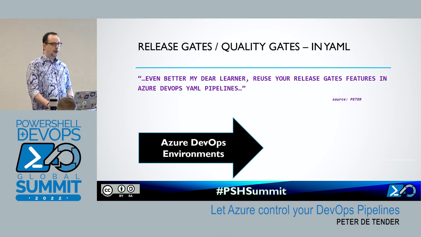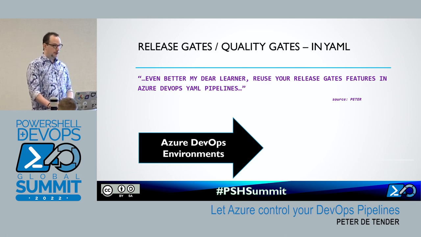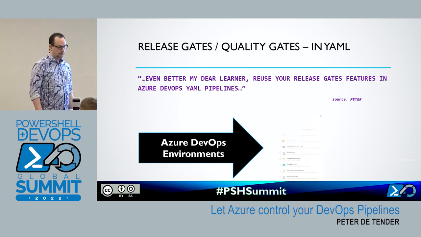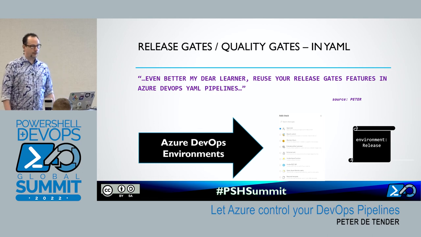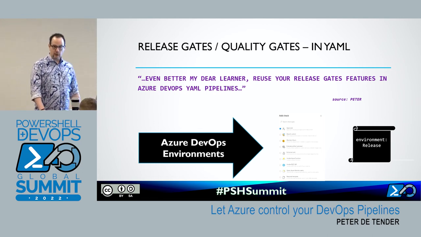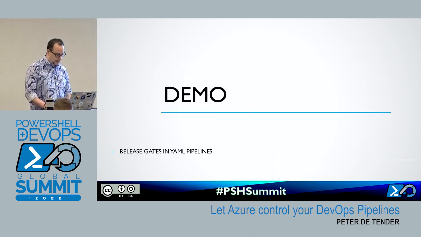The only little catch is you don't have any options to define release gates out of YAML, because it doesn't recognize that concept. What you need to do is use Azure DevOps environments. Next to that, you need to update your YAML pipelines and add one little line of code called environment: release, or whatever name you give to your environment. That's it. And I'm going to show you. That's going to be my last demo.